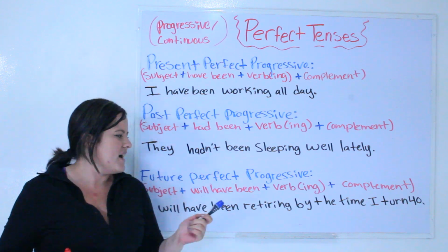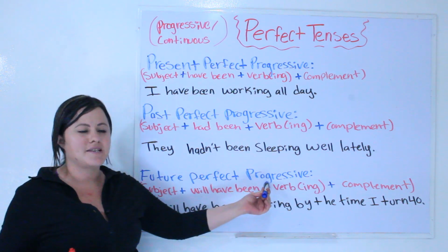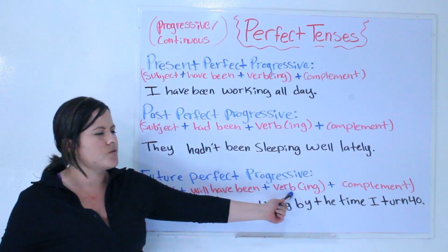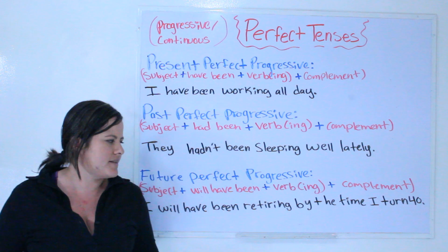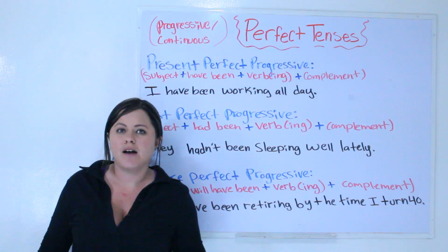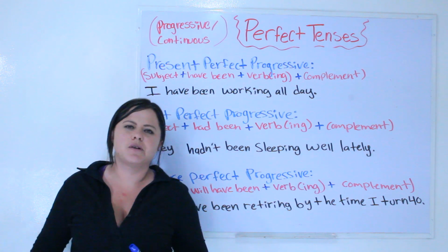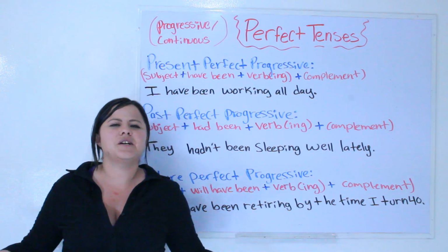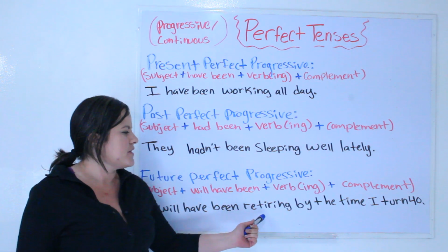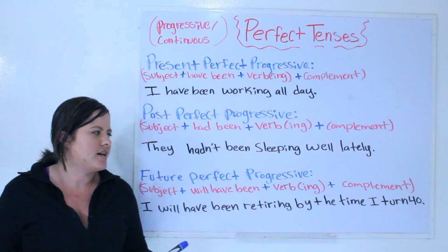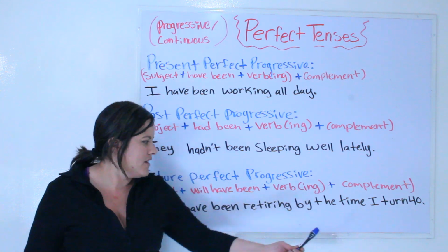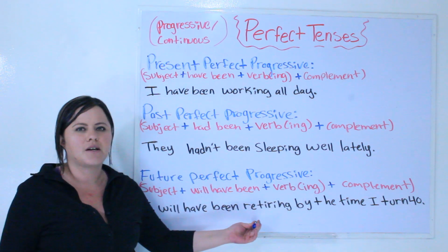And finally, we have the future perfect progressive. Subject will have been, verb in ing or gerund form, and complement of the sentence. So I will have been retiring by the time I turn 40. Hopefully, in 11 years, I will be retiring and not working anymore, enjoying life. I hope so. So this means that in 11 years, by the time I turn 40, I will have been retiring.